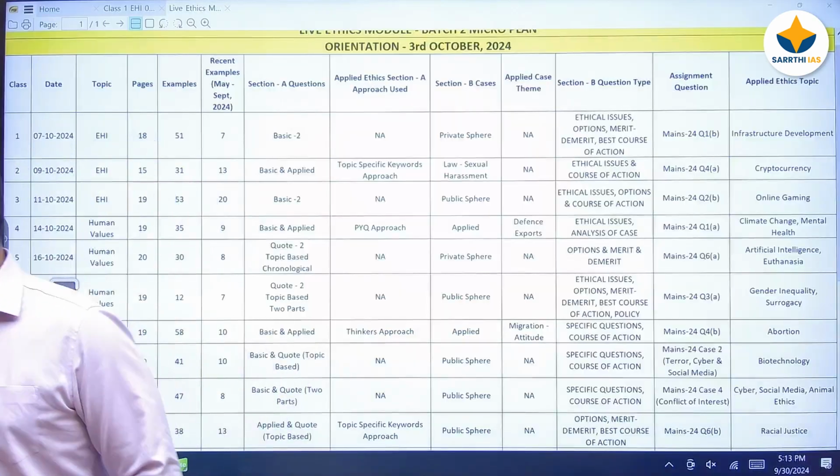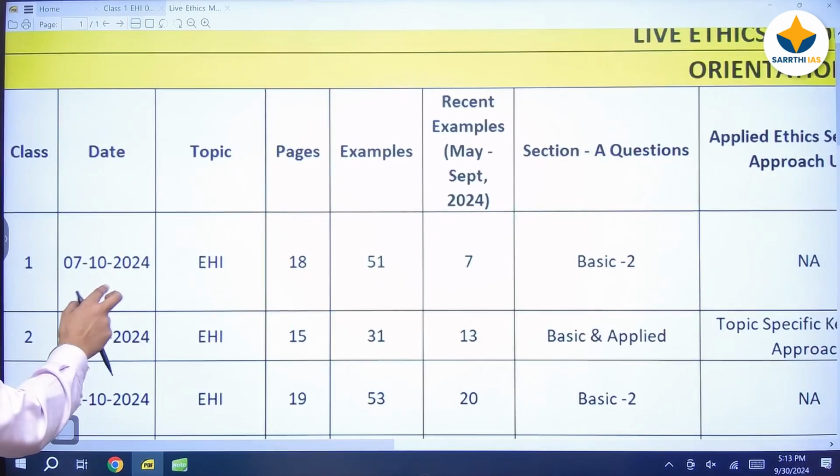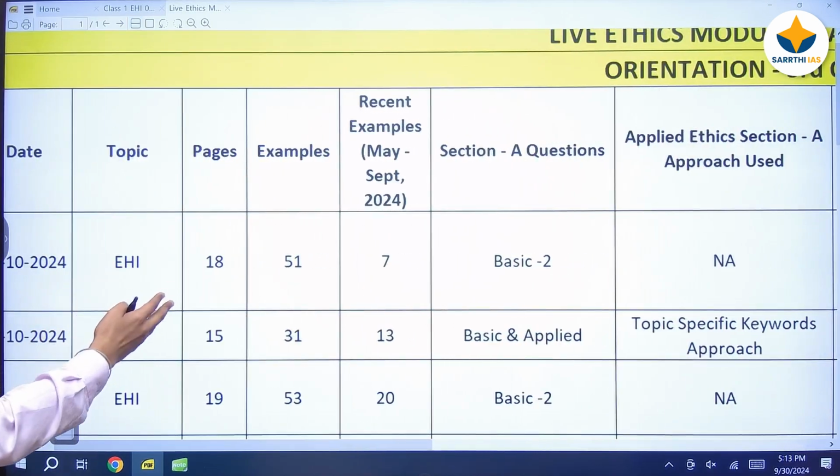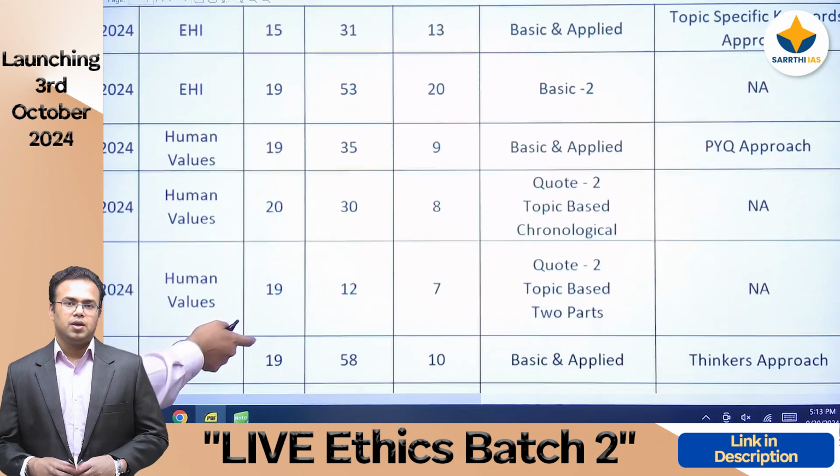Now, this is the micro plan that I wanted to show. So I have devised this micro plan chapter wise. So as I already told, there are 17 classes. So ethics and human interface will take 3 classes. Then human values I'll cover in the next 3 classes.